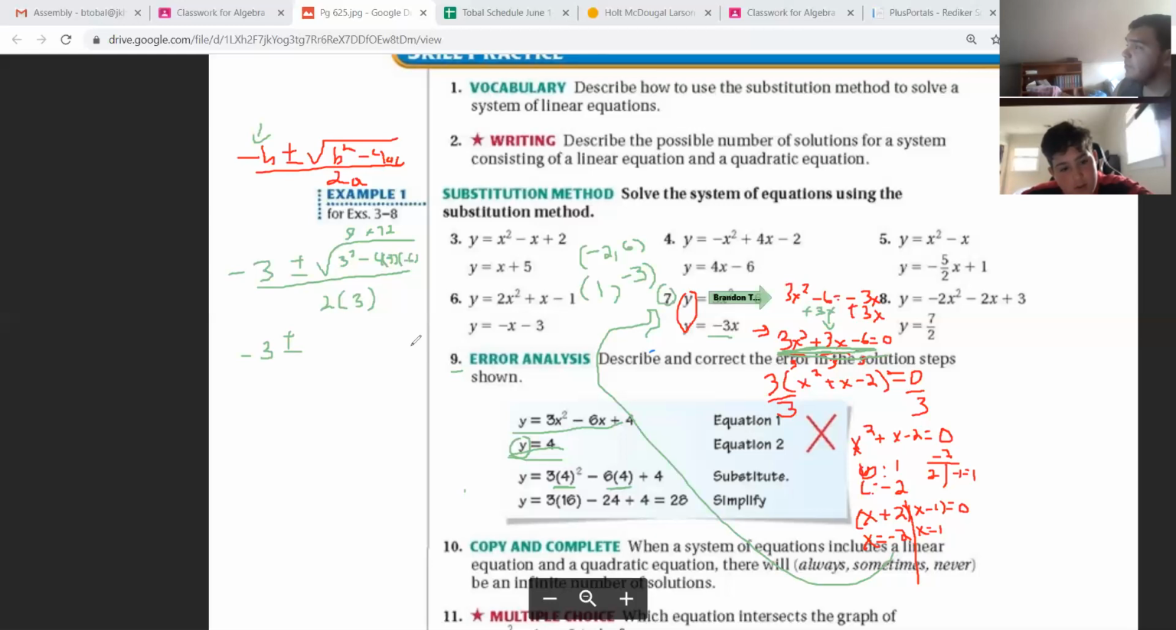Okay. So 9 plus 72 is now the square root of 81 when you add it together, over 6. What's the square root of 81? It's 9. So negative 3 plus or minus 9 over 6. So we're going to do both of them. I spotted my mistakes. I did 3 squared instead of 2 times 3.